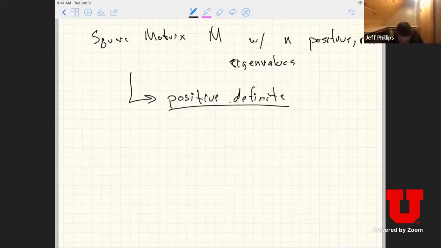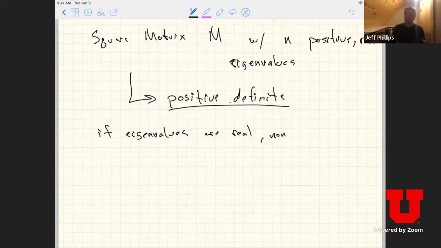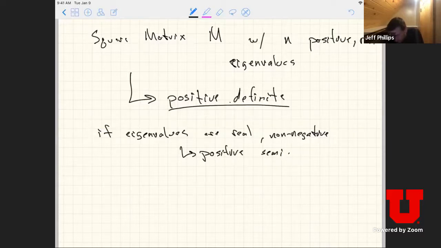There's also, if the eigenvalues are real and non-negative, so we could have some values which are zero, they can't go negative, but they could be zero, then that's called positive semi-definite. Okay, so these are the matrices where it'll make sense to interpret the eigenvalues in a lot of very, very convenient ways.